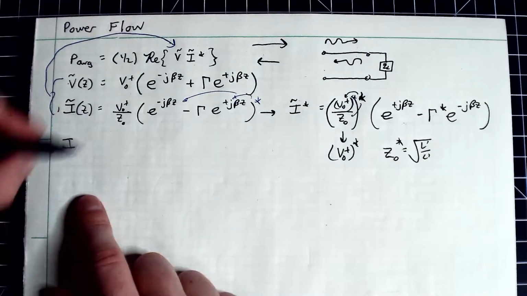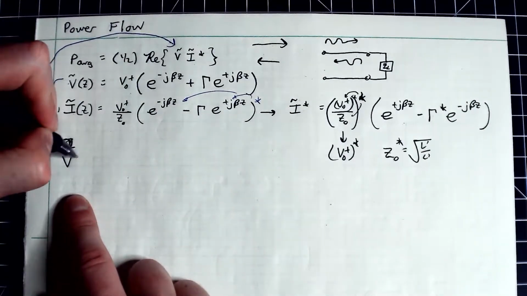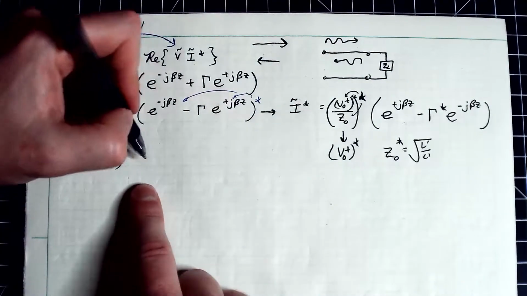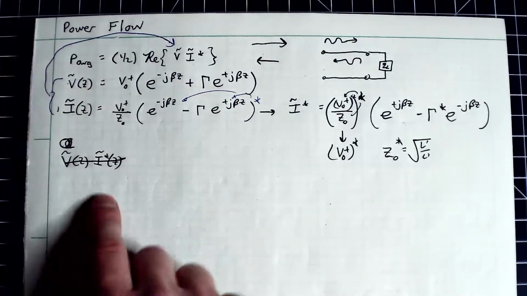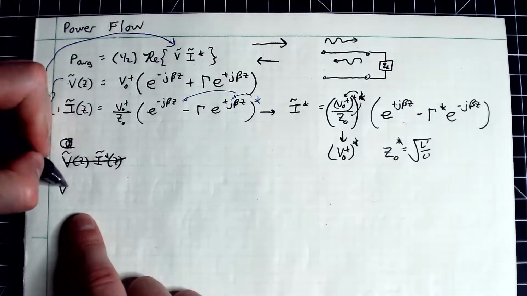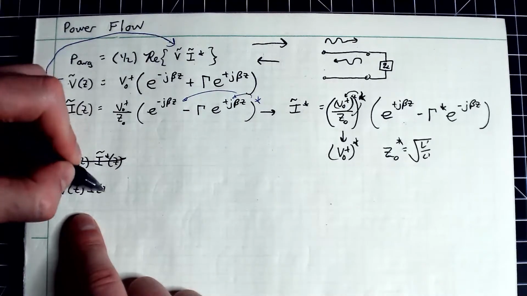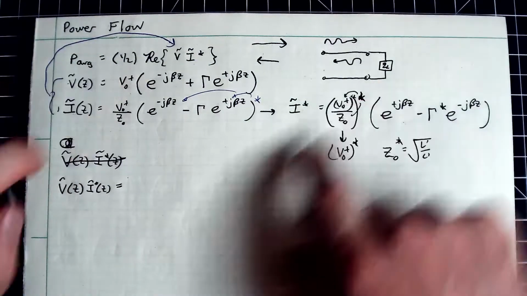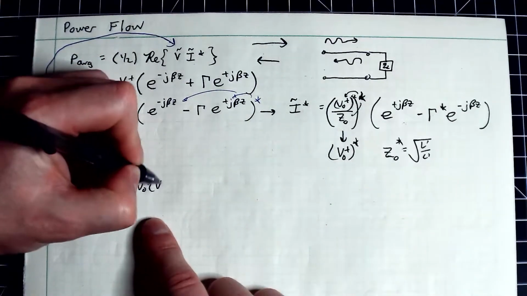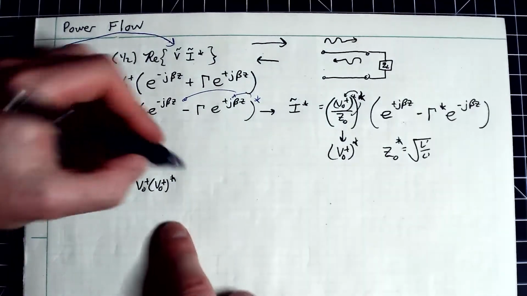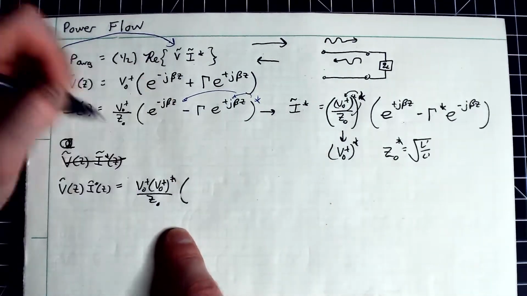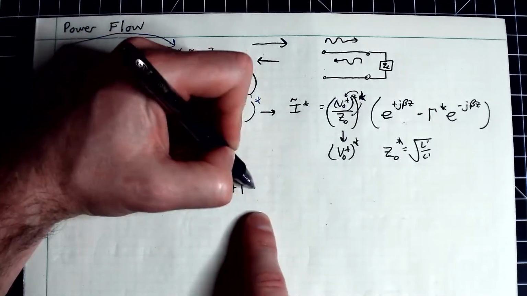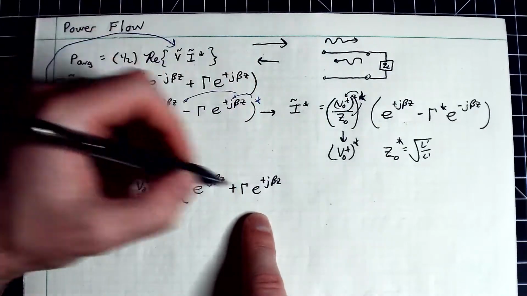So let's multiply these two terms over here real quick. I'll have V of z times I conjugate of z. I'm going to move it down a line because it's going to be a pretty large term. So V of z times I conjugate, like that. First off, these two terms are going to multiply together: V naught plus times V naught plus conjugate divided by Z naught. And then I'm going to get this thing here, e to the minus j beta z plus gamma e to the plus j beta z.